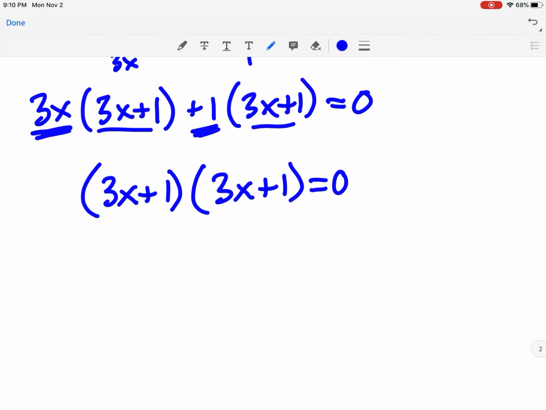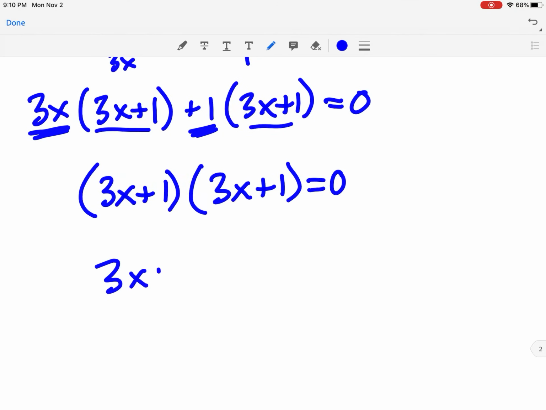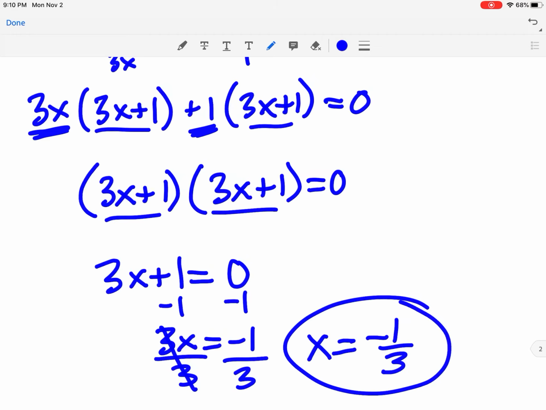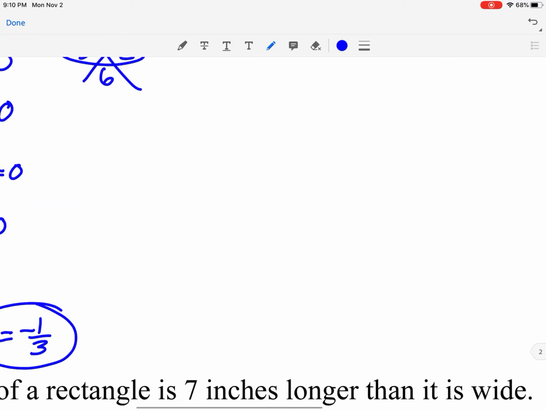Okay. So now when I break this up, either 3x plus 1 equals 0 or 3x plus 1 equals 0, but they are the same thing. It'd be the same equation, so you don't have to write it out twice. So in this case, we only have one unique answer, and that's okay. Sometimes you only have one x-intercept.